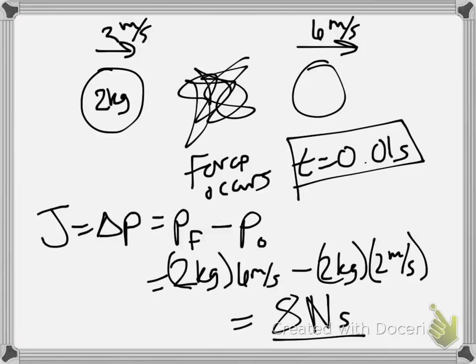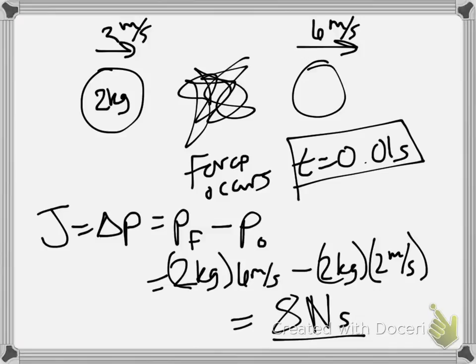Now you can think about it. That was a really, really big force, 800 newtons. So it didn't have to apply for very long, 0.01 seconds. If we had only used half that, only 400 newtons, then it would have taken twice as long. If we had used a quarter of it, say 200 newtons, it would have taken 4 times as long to get from the 2 meters per second to the 6 meters per second.